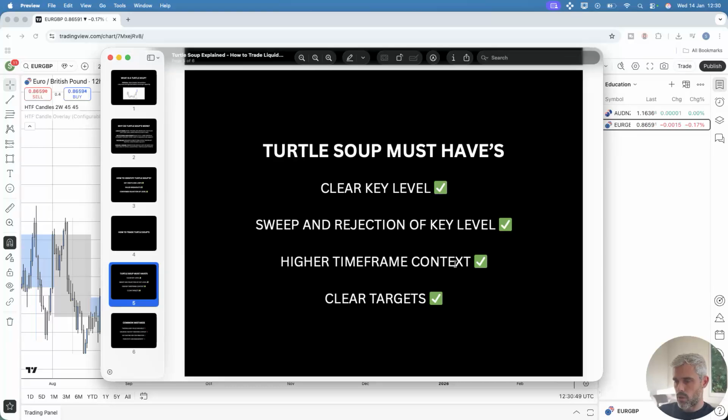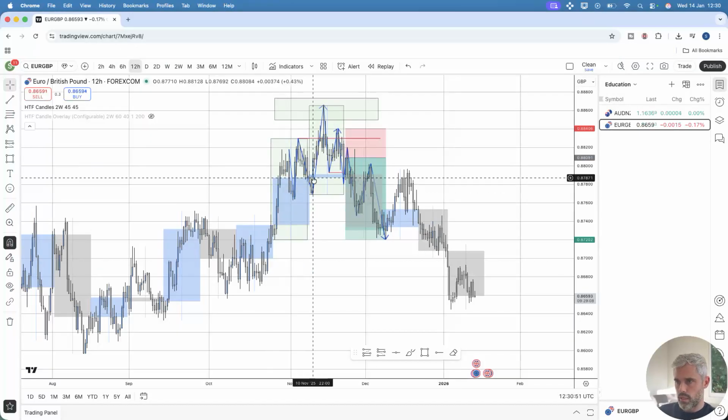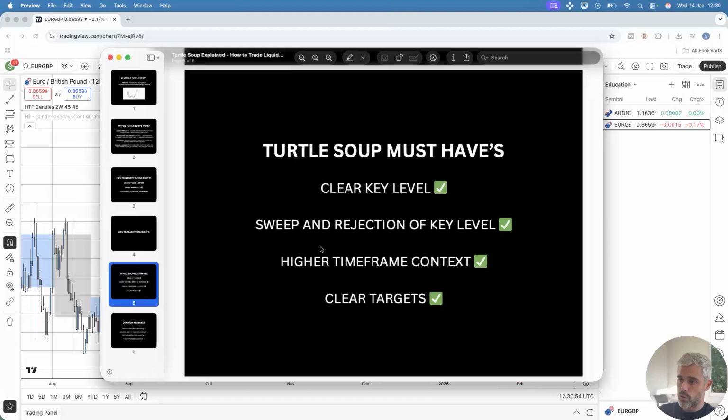You need higher time frame context, being the higher time frame candles, whether that's if you're swing trading weekly, 2-weekly, monthly candles, or even more. If you're day trading, maybe daily candles, 2-day candles, 12-hour candles. And then obviously you need your execution time frame to map these sweeps and rejections. And then you need clear targets, and that can only really be derived from understanding higher time frame candles, which comes back to candle range trading, which is something I talk about a lot on my channel.